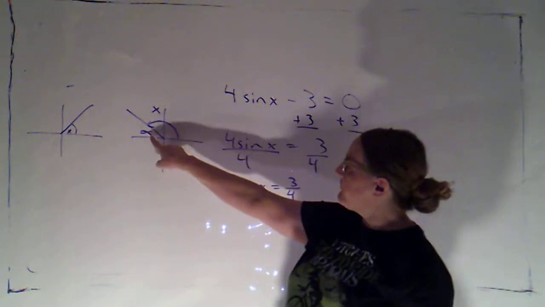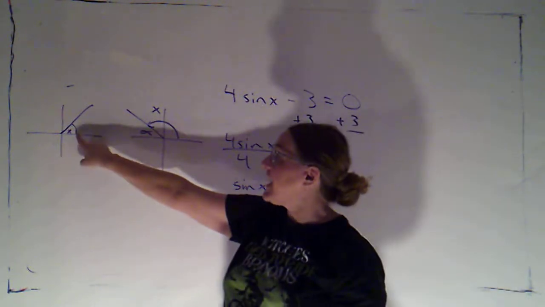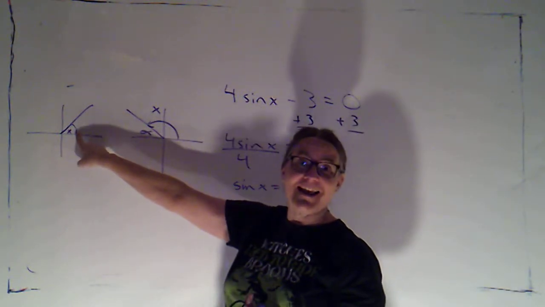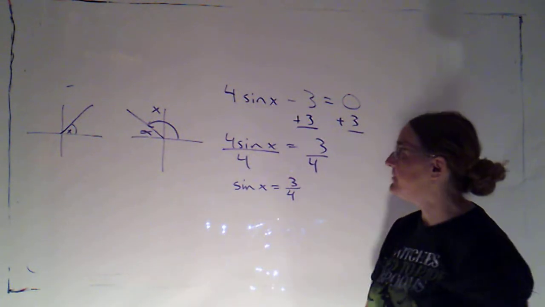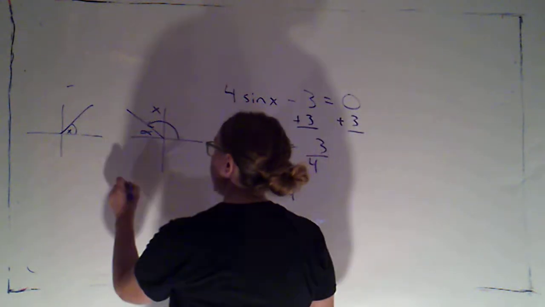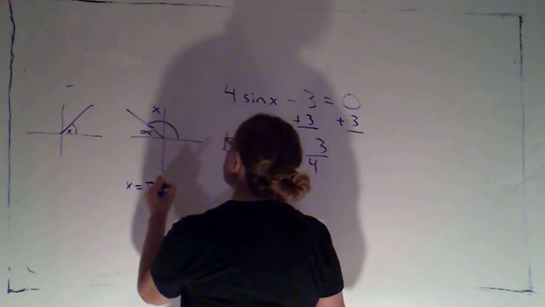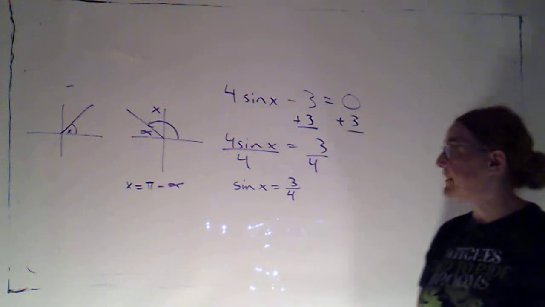Okay. The reference angle in this quadrant will actually just be the solution that I get in this quadrant, because here my solution is an acute angle. Okay. So here I'm just looking for x. Here I'd be looking for x equaling pi minus alpha.